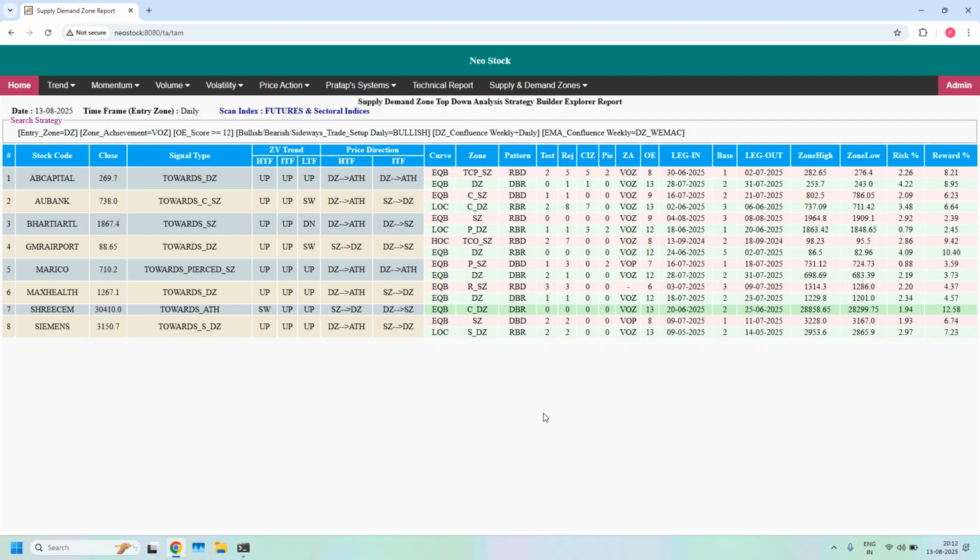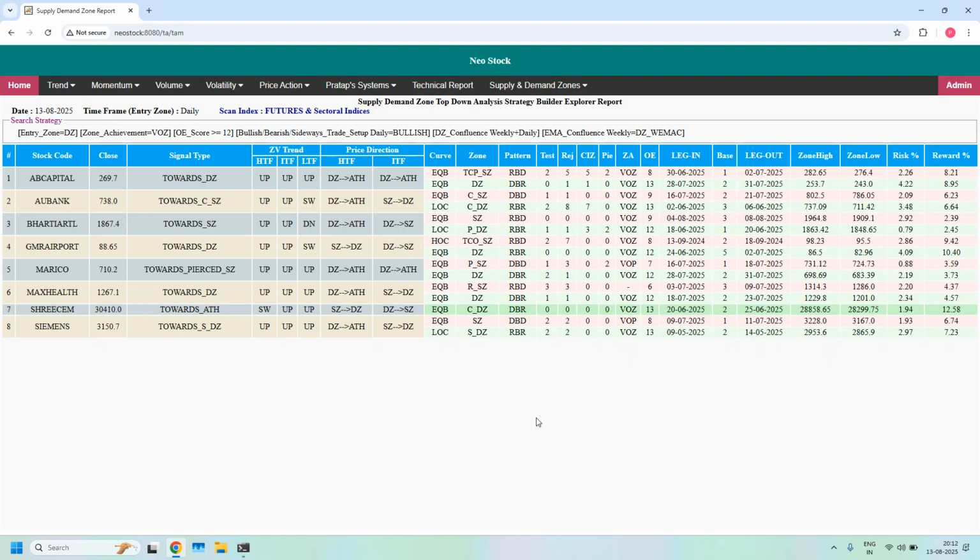Otherwise, these are the high probability trade setups, daily demand zones. They might have a higher probability of success, provided the lesson 20 checklist items are satisfied. If any of the checklist items are violated, there are higher chances the zone might be violated. You should not forget that. Lesson 20 is very important.